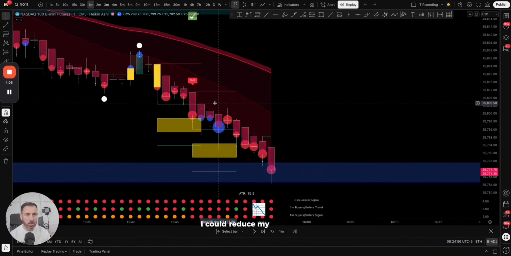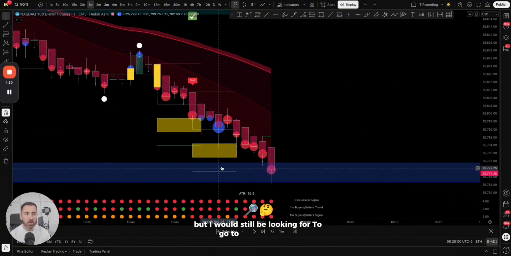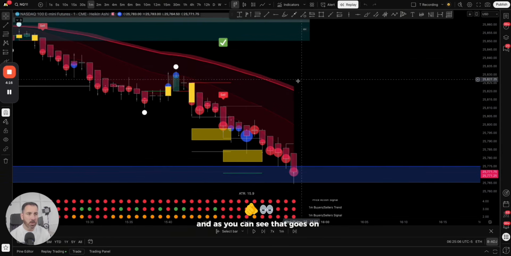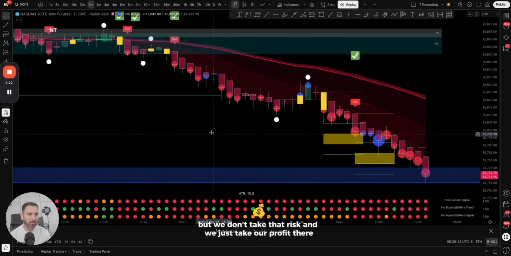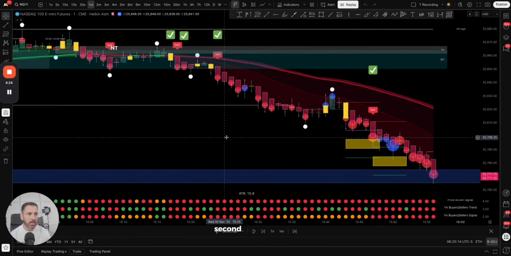I could reduce my risk behind here, but I would still be looking to go to at least TP2. I wouldn't be risking it to go to TP3. As you can see, it goes past TP3 and goes through the queue, but we don't take that risk and we just take our profit there. So there's one win.